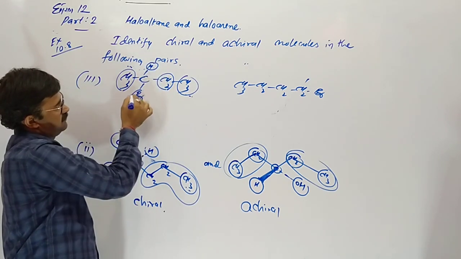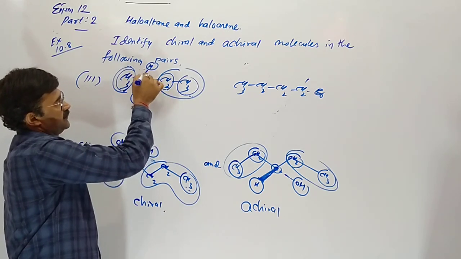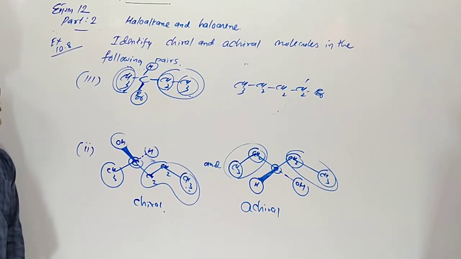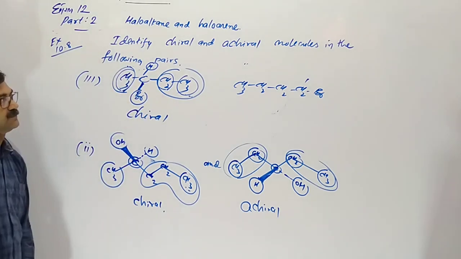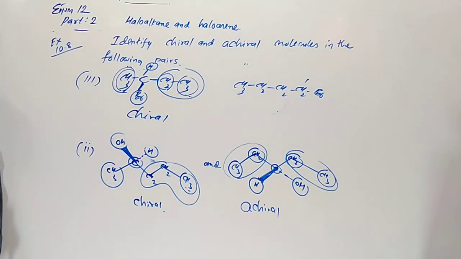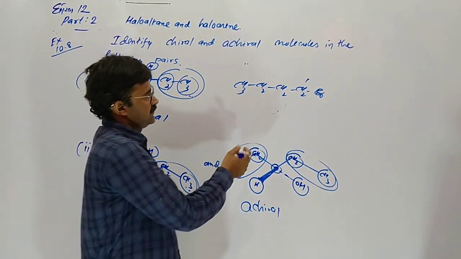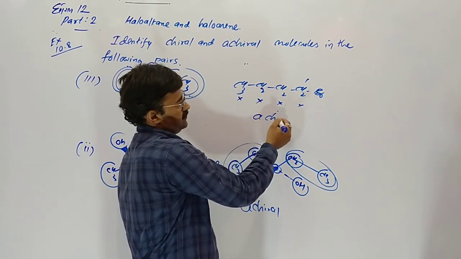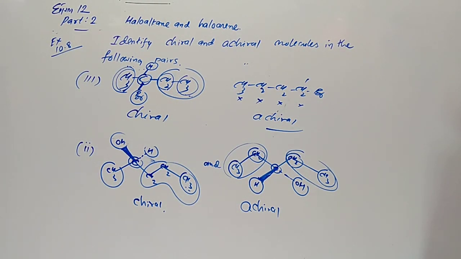Why? H, Br, the methyl part, and the ethyl group. After the bond, we have to take the other part. So methyl, ethyl, bromide and hydrogen. So this one is chiral. 4 single bonds around the carbon, and all the 4 groups attached with it are different. So chiral. What about this one? No. 3, 3, 2, 2, not chiral. So achiral. This is not an optically active molecule. Like this we have to define.